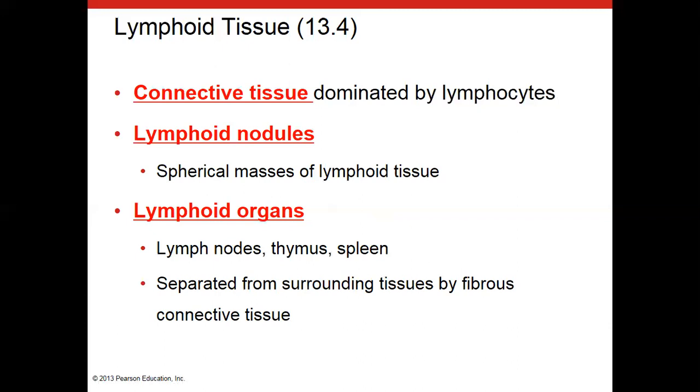So lymphoid tissue, basically connective tissue in the body, is dominated by lymphocytes. So lymphocytes can move into and out of connective tissue. Lymphoid nodules are basically just aggregates of lymphoid tissue. And then actual lymphoid organs, like lymph nodes, the thymus and spleen, have a connective tissue capsule. So the only thing that separates a lymphoid nodule from a lymphoid organ is the presence of a fibrous connective tissue capsule that would isolate that organ from the surrounding tissues. So lymphoid nodules aren't isolated from the surrounding tissues, and there's a good reason for that.